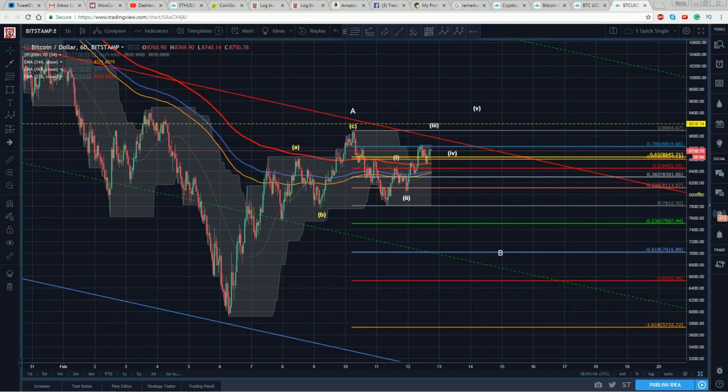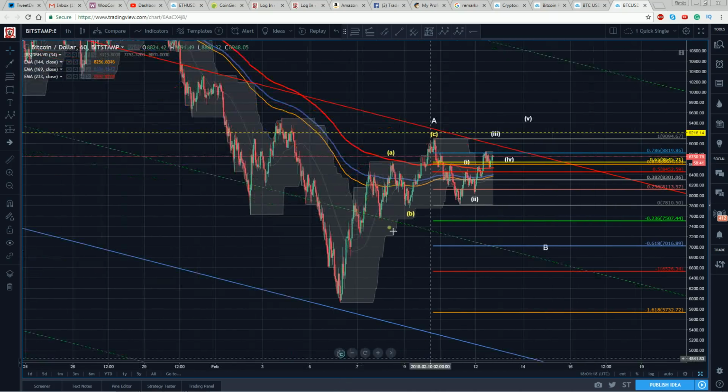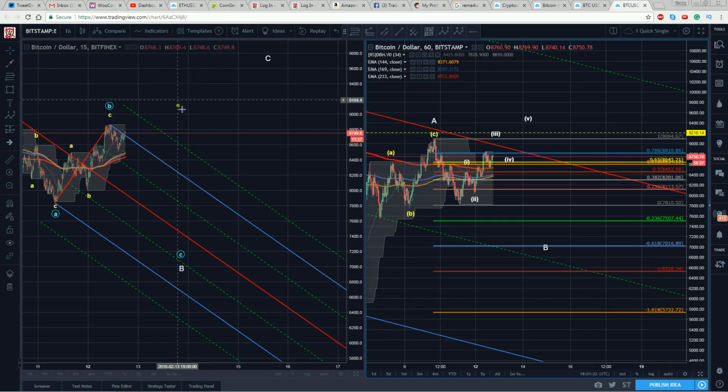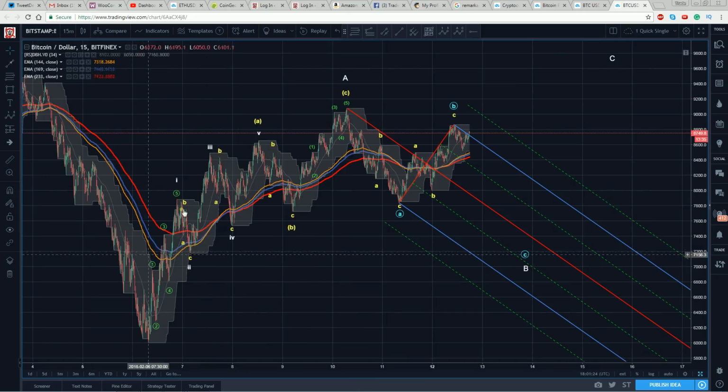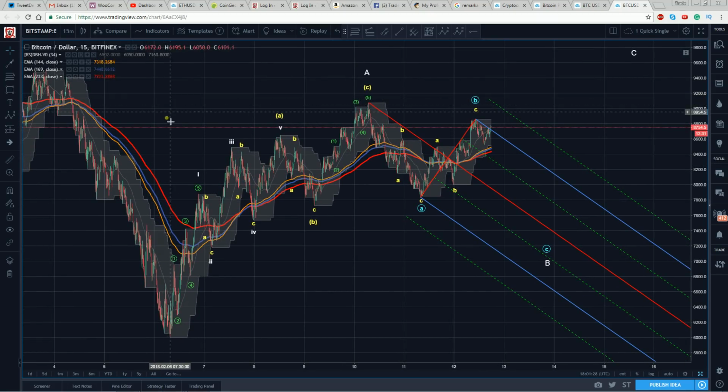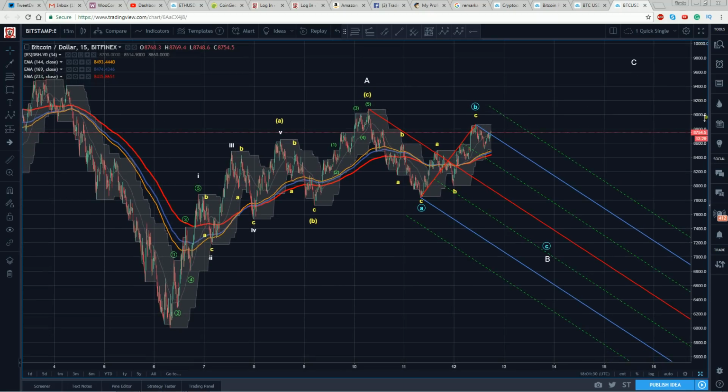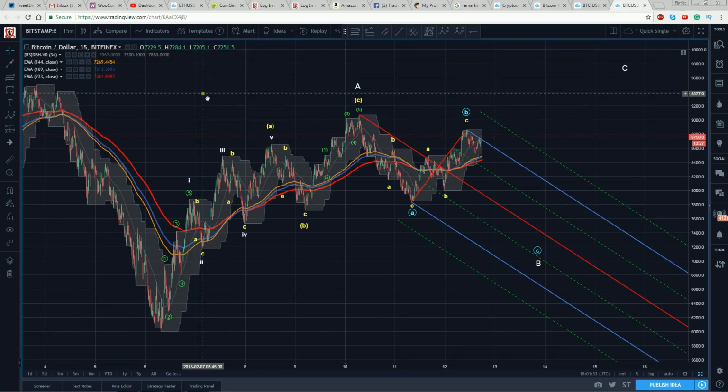It's very hard to get a clean count on it. So I'm going to just show you down to the smaller time frame. Here it is on the 15-minute. And I've switched to Bitfinex as a different exchange here, just take note of that. So slightly different. I think sometimes it's a good idea to look at it on multiple exchanges.